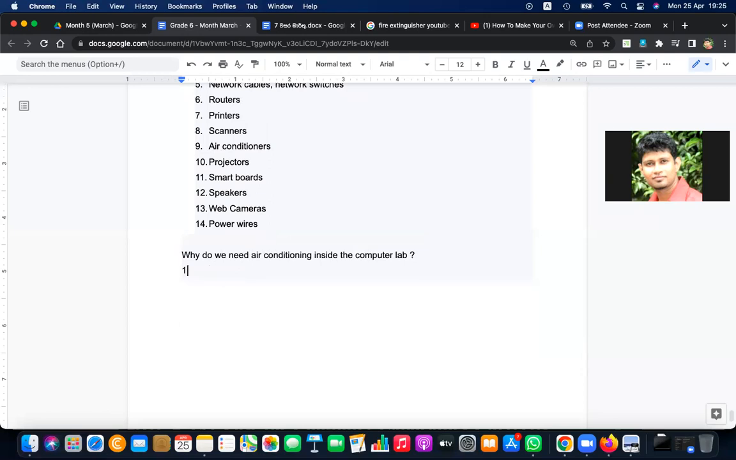Answer number 1 is: when working, computers generate heat, and to cool down we need an air conditioner. That is the primary reason. To control dust and pollen, we need air conditioning.